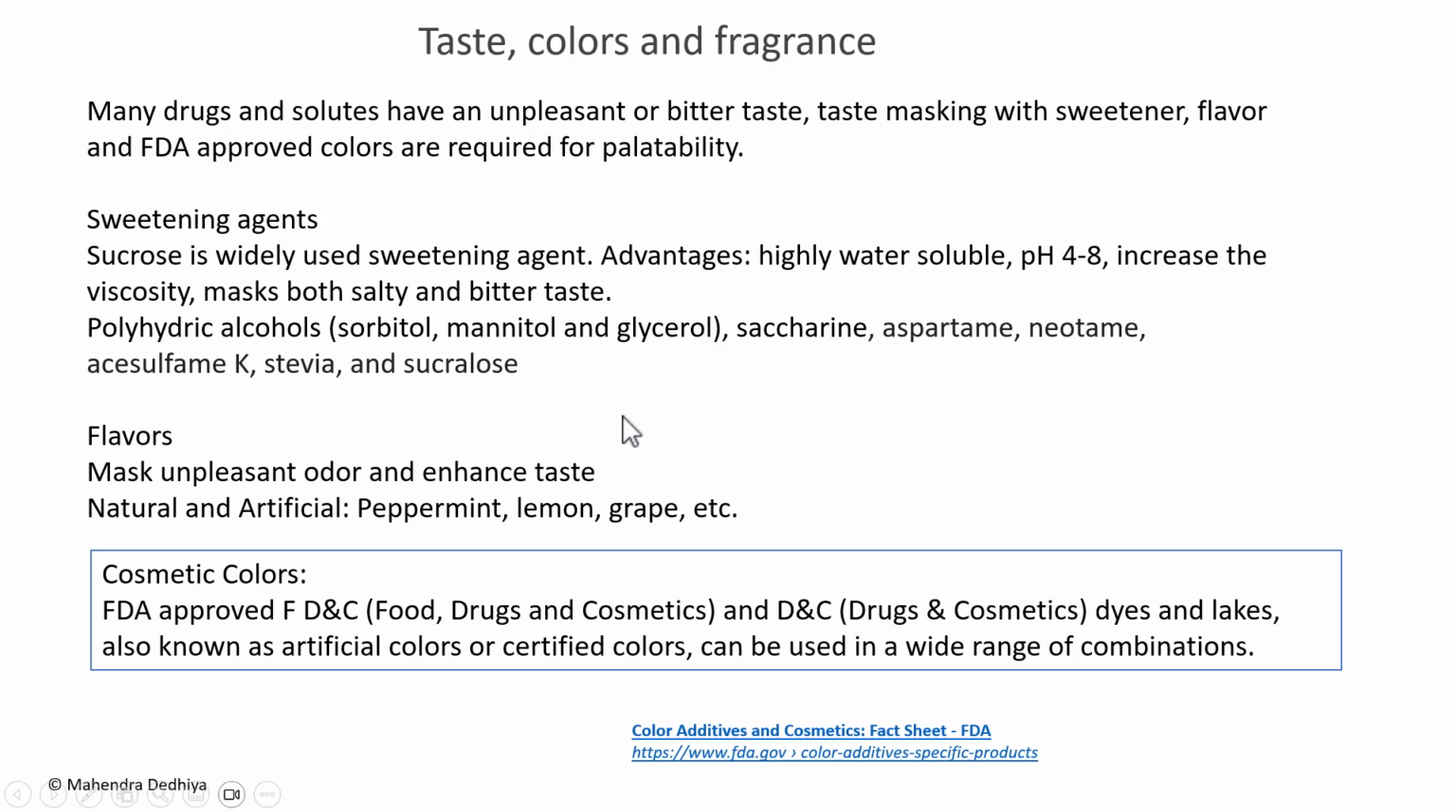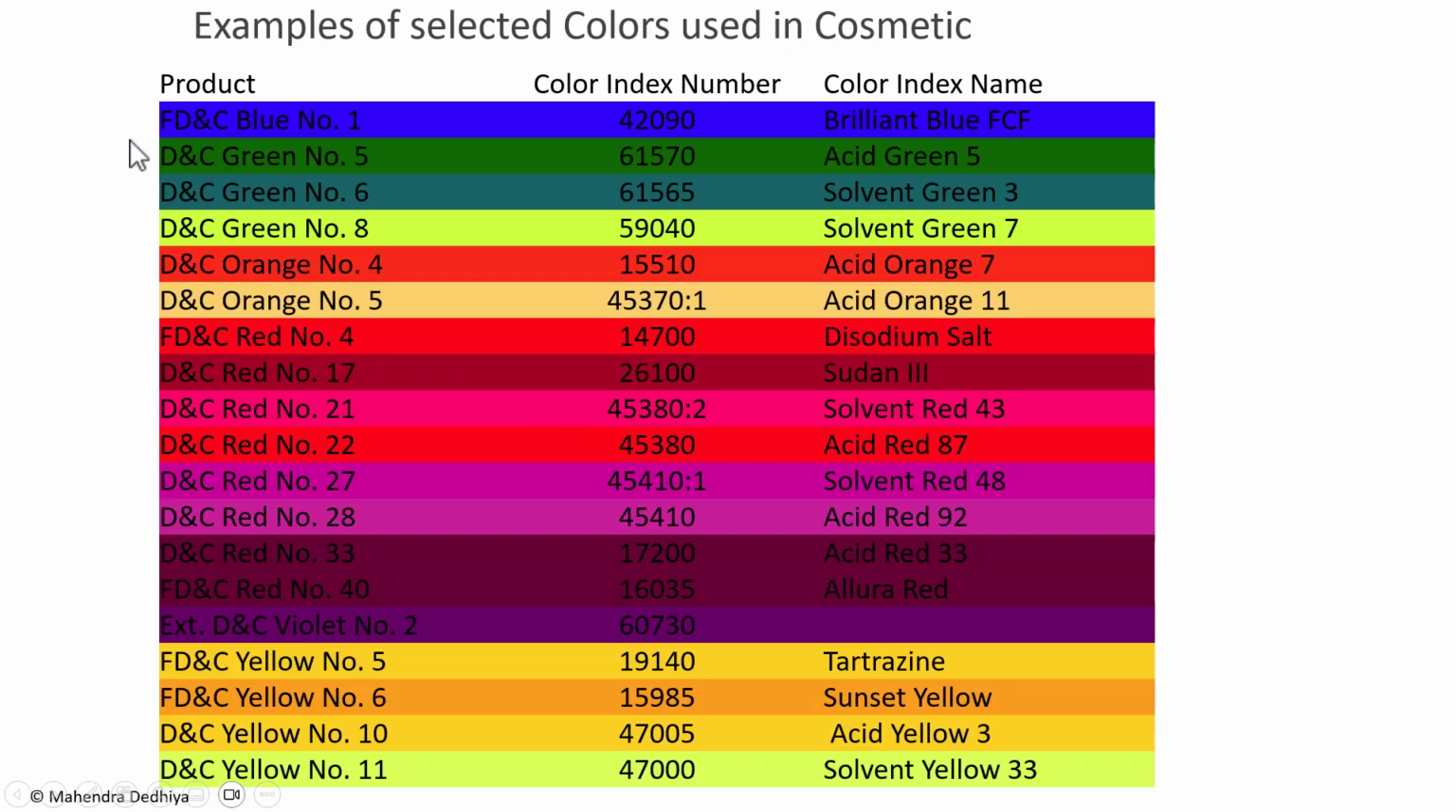Here are the examples of colors, ranging from blue, green, orange, red, violet colors, and yellow. Some of these colors will require declaration on the label, for example, yellow number 5. Look at the colors and the guidances that are offered by FDA and worldwide regulatory agencies. Not all the colors are approved by all the agencies. A color may be approved in the US by FDA, but it may not be approved by EMA in Europe.